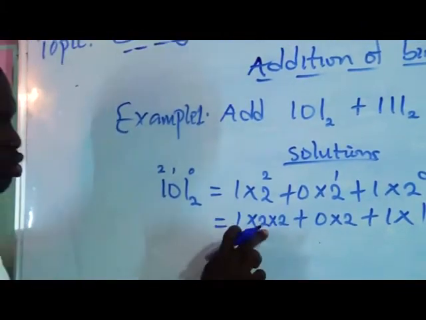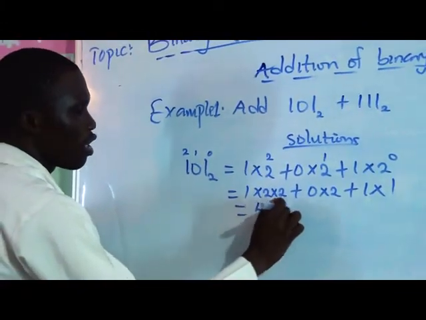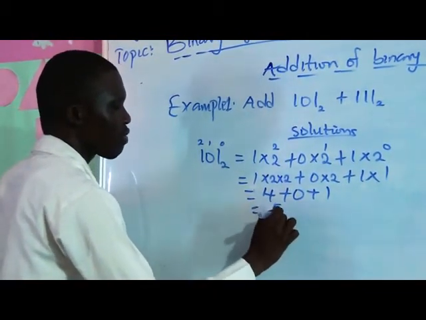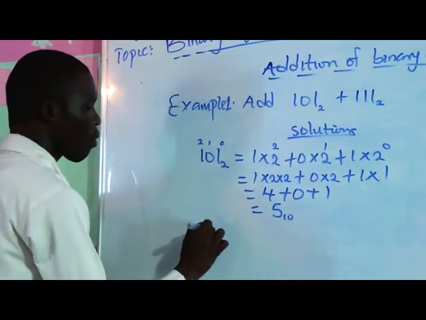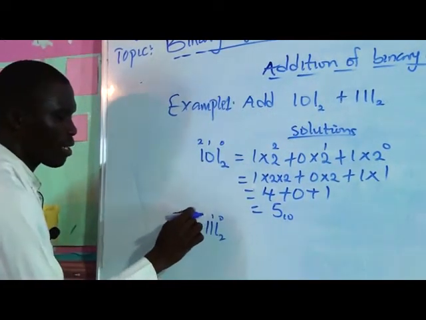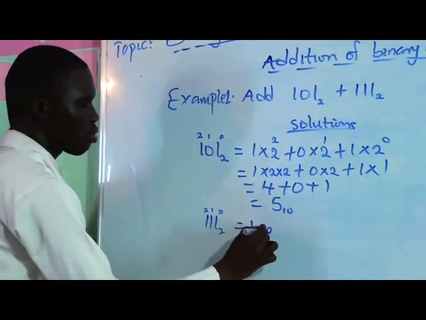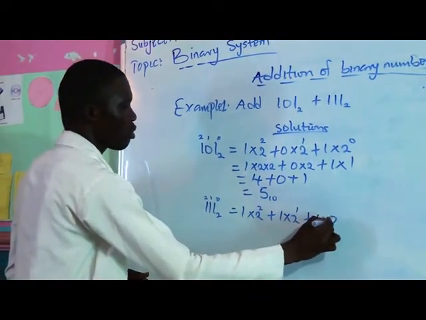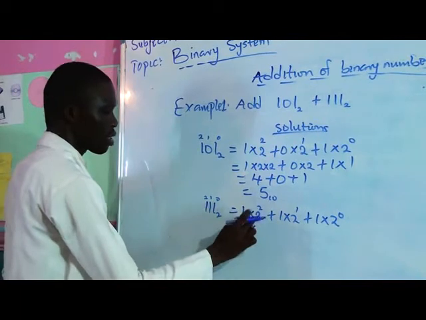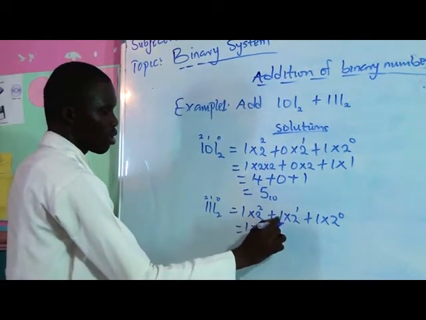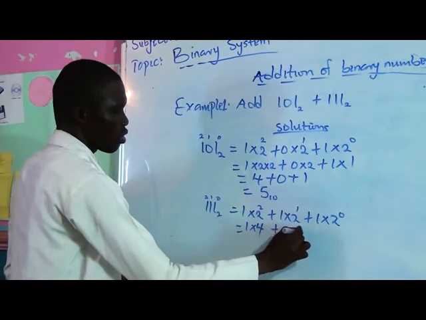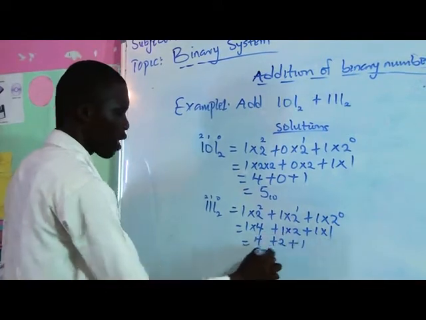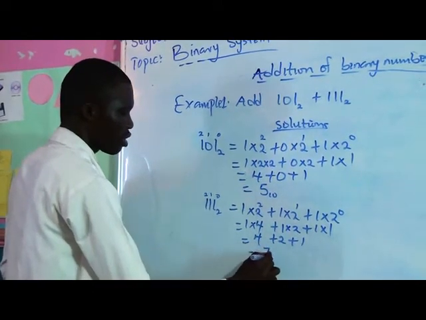This will give us 1 times 2 squared, 2 times 2, 4. 0 times 2 is 0. 1 times 1 is 1. This will give us 5 base 10. Pick the second one, 111 base 2, with positions 2, 1, 0: 1 times 2 squared, plus 1 times 2 to the power 1, plus 1 times 2 to the power 0. 1 times 2 raised to power 2 will give us 4, 1 times 2, plus 1 times 1. This one will give us 4 plus 2 plus 1. This one will give us 7 base 10.